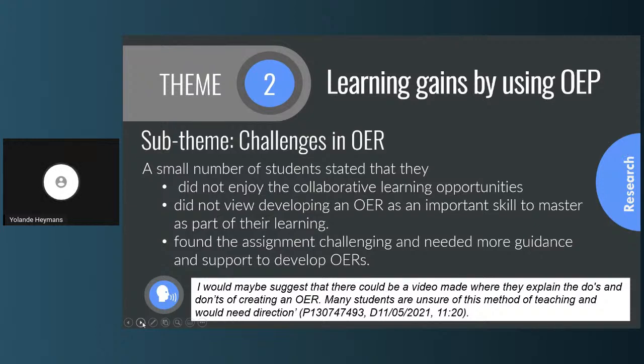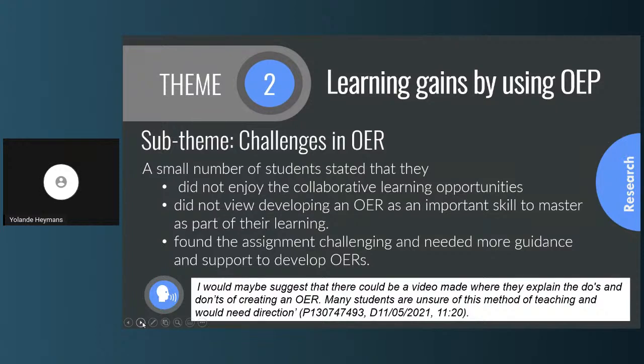Some of the students did not view the development of the open educational resource as an important skill to master as part of their learning. And analyzing the data, it brings us back to the fact that it was a new experience for us, but we have to realize that it's a very, very new experience to our students.